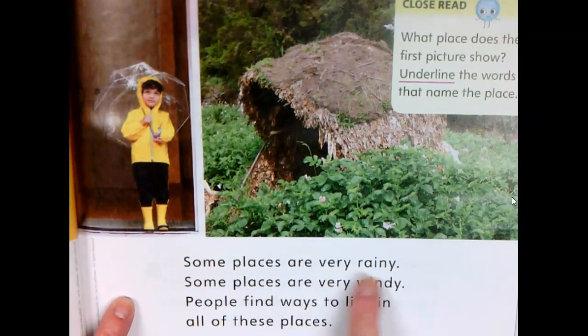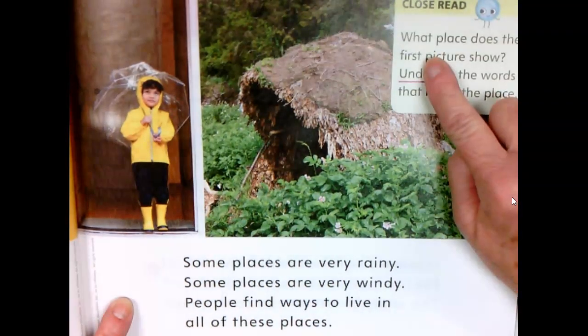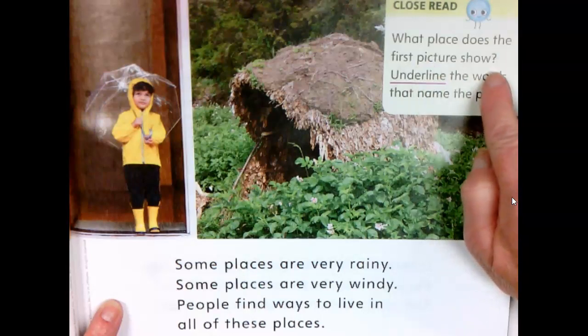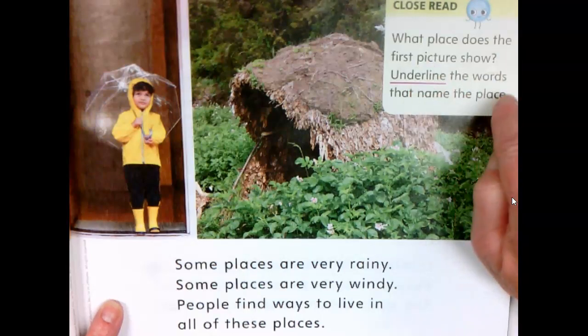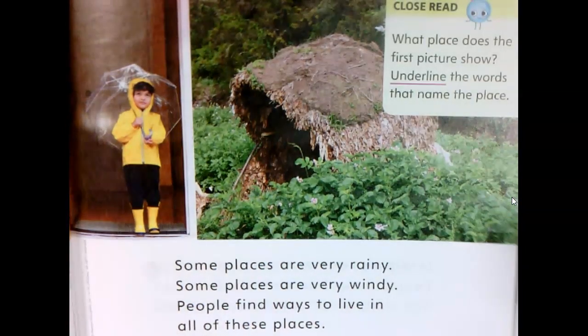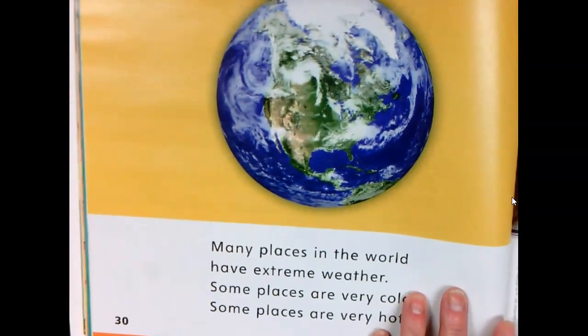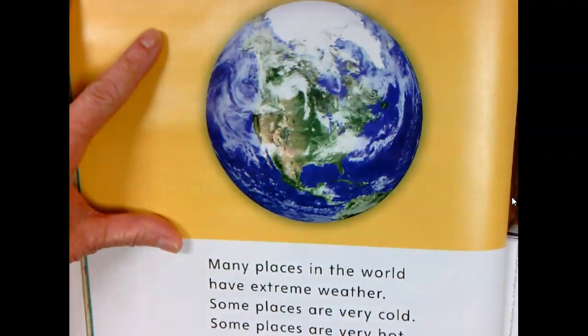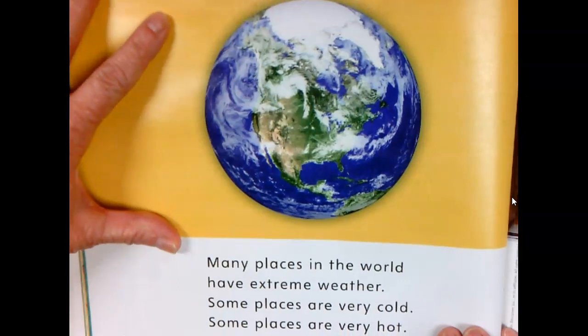"Some places are very rainy. Some places are very windy. People find ways to live in all of these places." So let's look at our question here. What place does the first picture show? Underline the words that name the place. Okay, the first picture is on the first page here. This is our first picture. What place does this picture show? Our Earth, or the world.